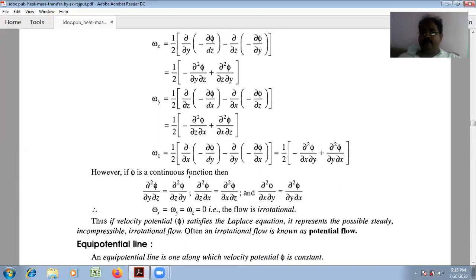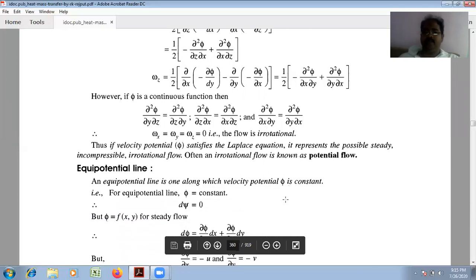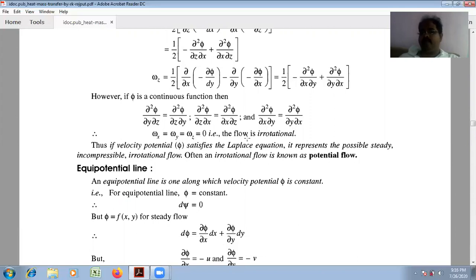However, if φ is a continuous function, then ∂²φ/∂y∂z is equal to ∂²φ/∂z∂y. Similarly, ∂²φ/∂z∂x is equal to ∂²φ/∂x∂z, and ∂²φ/∂x∂y is equal to ∂²φ/∂y∂x. So ω_x is equal to ω_y is equal to ω_z, which is equal to 0 when the fluid is irrotational.